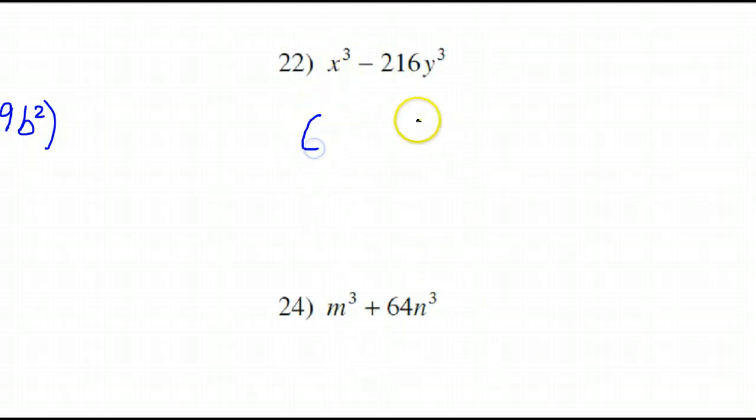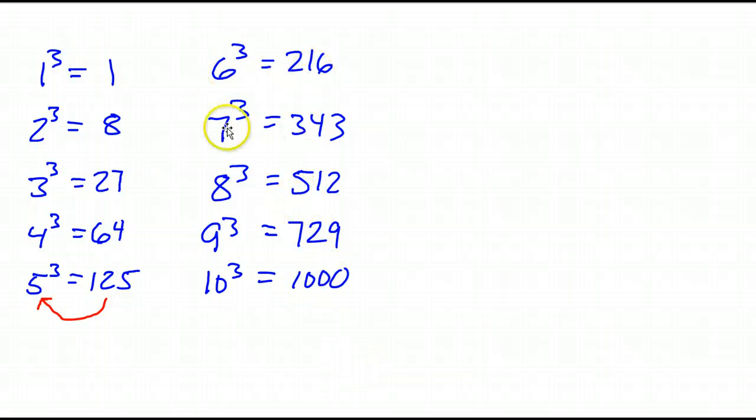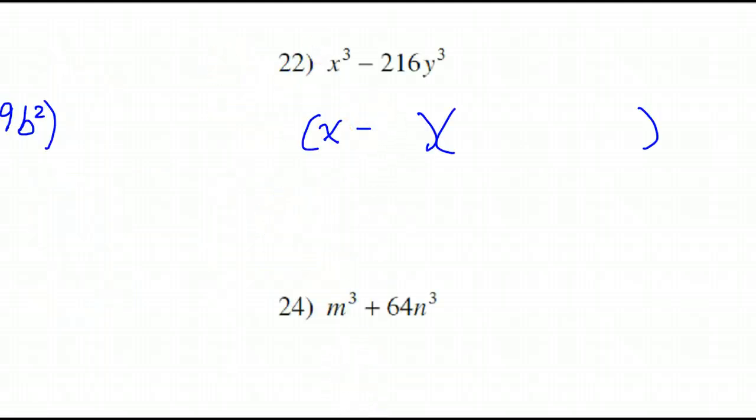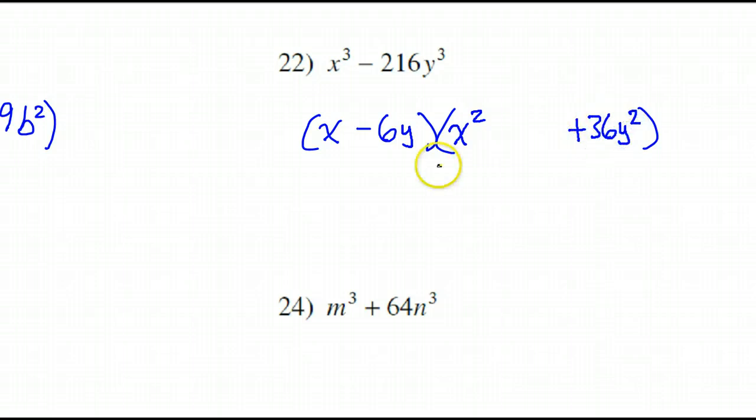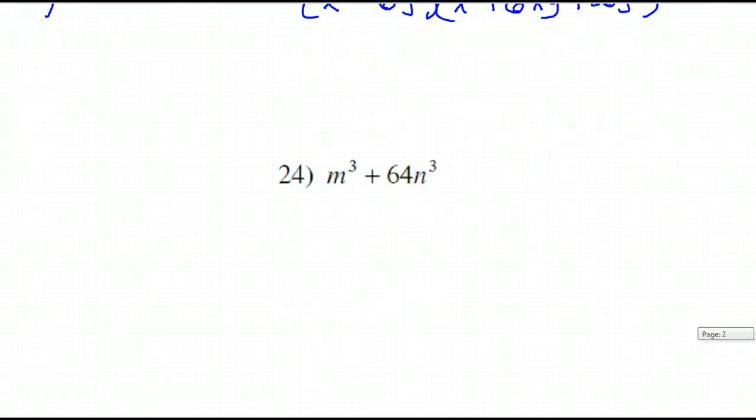Same type of thing here. Binomial, trinomial. This will be x minus, remember that 216 comes from 6. So it'll be x minus 6y. Square x, that's x squared. Square 6y, that's going to be positive 36y squared. If I multiply these together, that's going to be 6xy. And we need to do the opposite signs, so plus. Okay, 2 more.